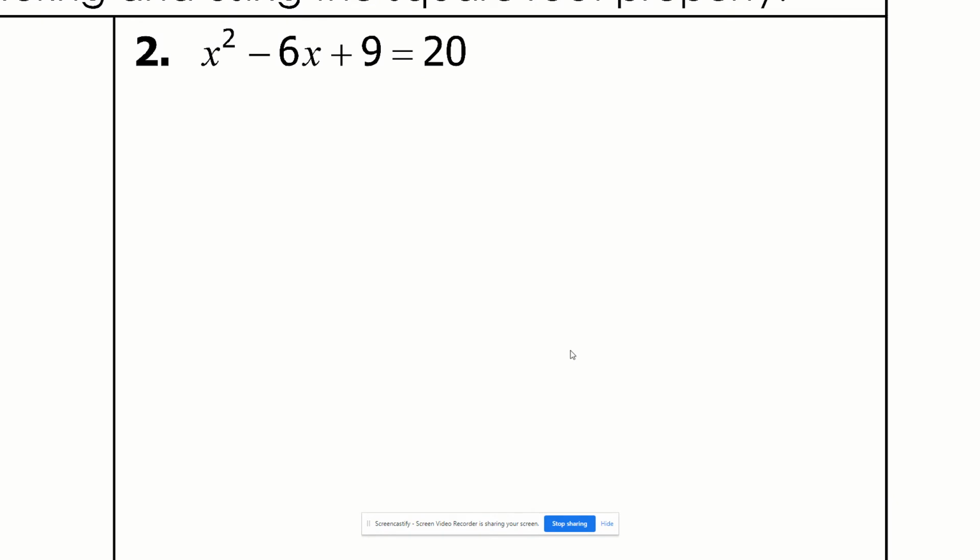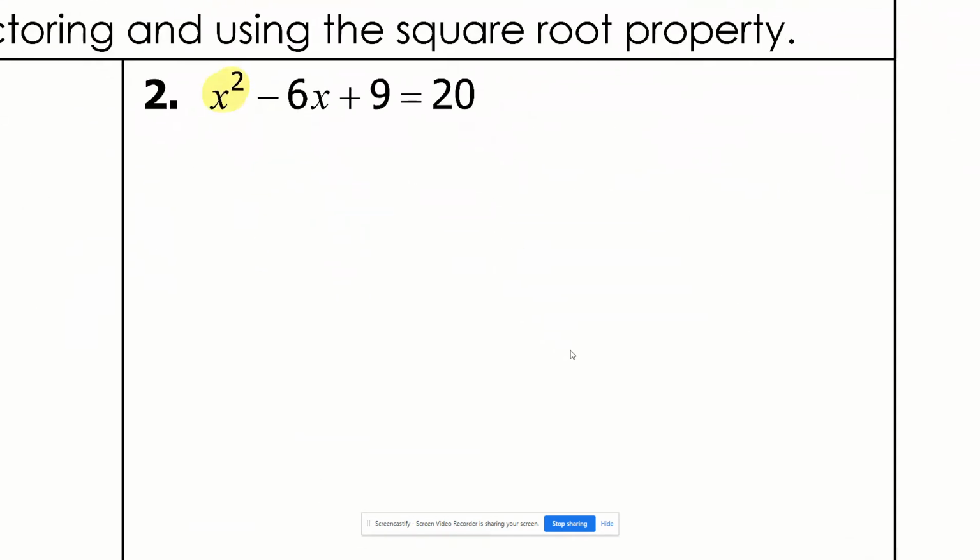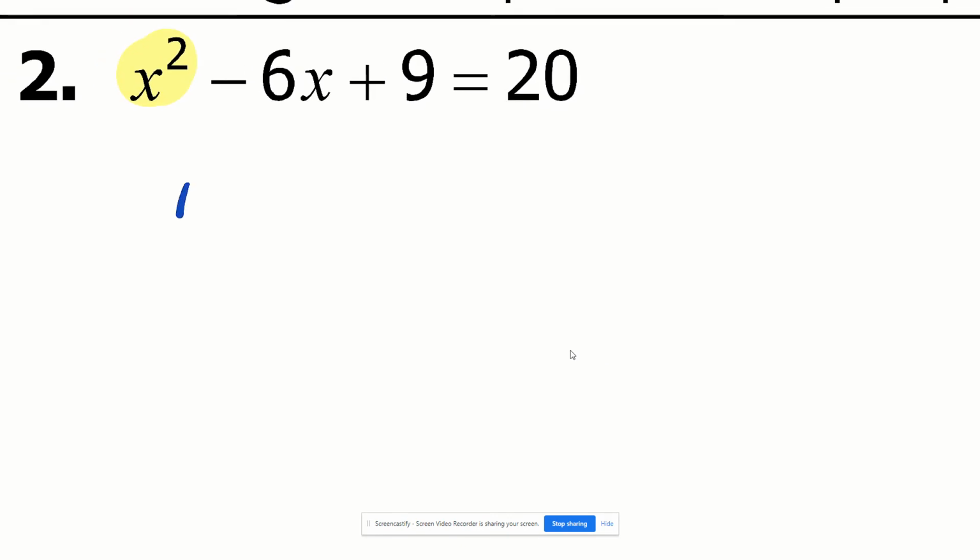Here, do you notice how this is a perfect square trinomial? Look, is x squared a perfect square? Of course it is. x multiplies by itself to get it. How about positive 9? Is it? Yeah. 3 multiplies by itself to get it. What's that sign in the middle? Negative. Now let's just double check.